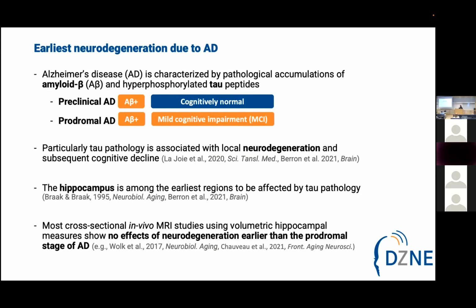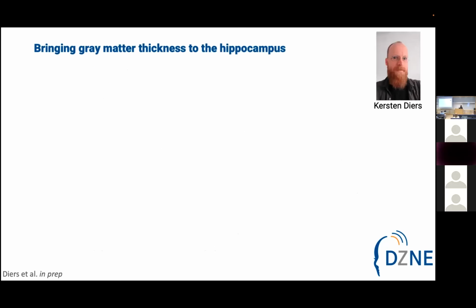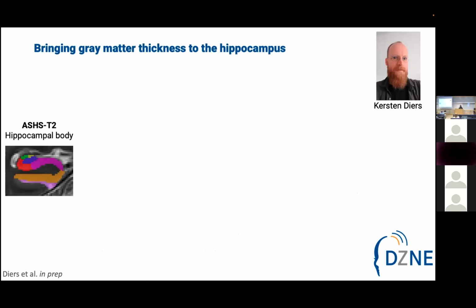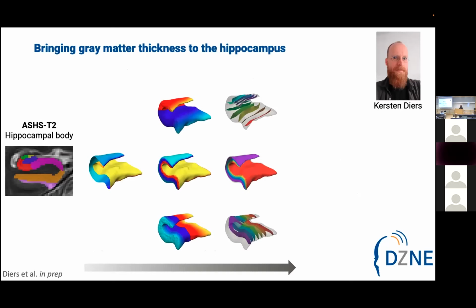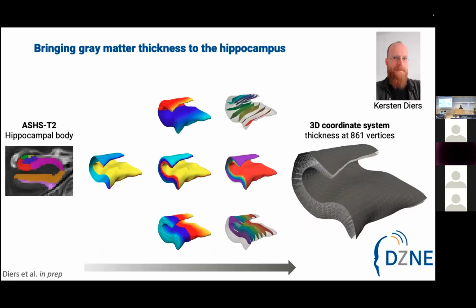So to answer this question, we teamed up with Martin Reuter's lab at the DZNE in Bonn, particularly with Kirsten Diers, who's a postdoc there, and he is developing this great pipeline that takes a T2 ASHES segmentation, the hippocampal body to be specific, and provides us with a 3D coordinate system, leaving out the dentate gyrus, unfortunately. And this allows us to estimate thickness at 861 vertices.